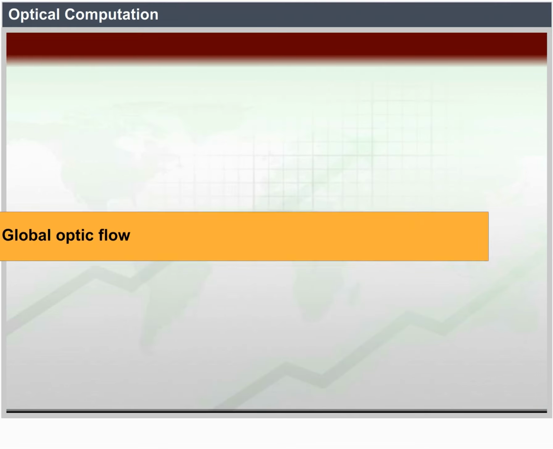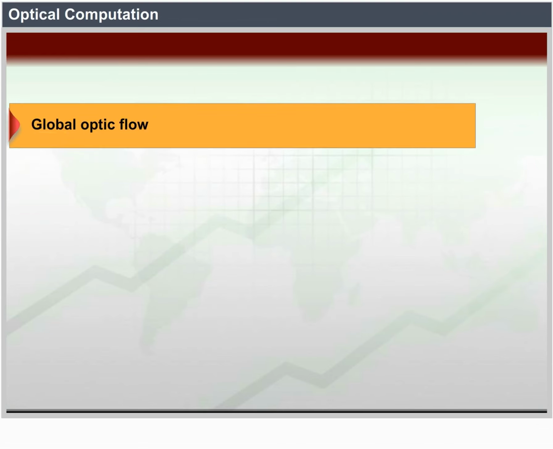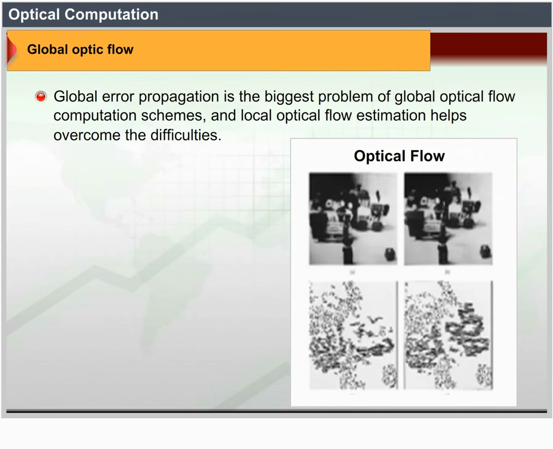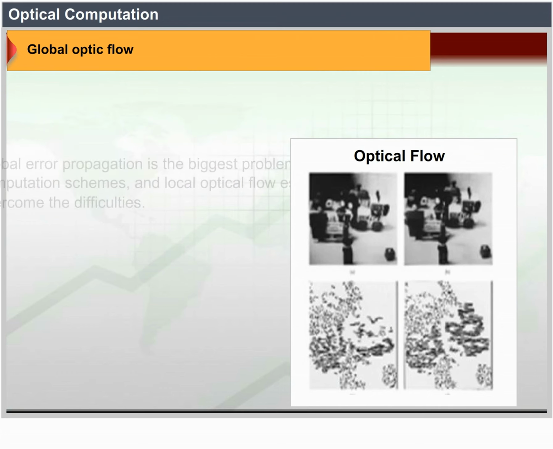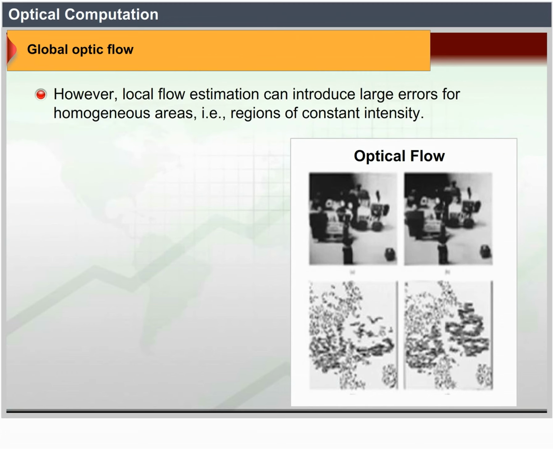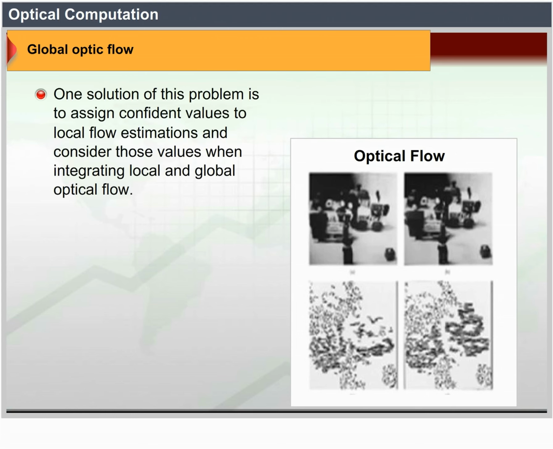Global optic flow. Global error propagation is the biggest problem of global optical flow computation schemes, and local optical flow estimation helps overcome these difficulties. However, local flow estimation can introduce large errors for homogeneous areas, that is, regions of constant intensity. One solution to this problem is to assign confidence values to local flow estimations and consider those while integrating local and global optical flow.